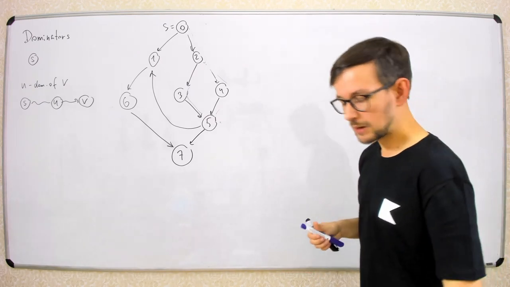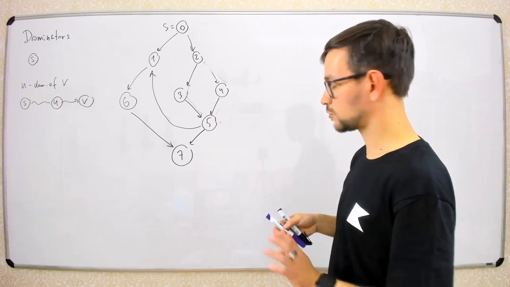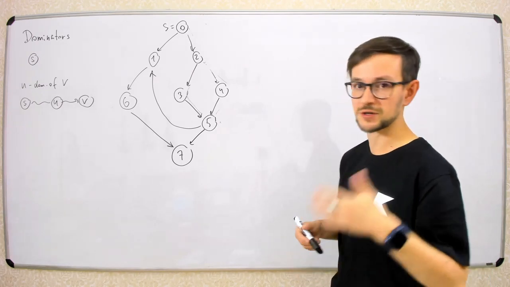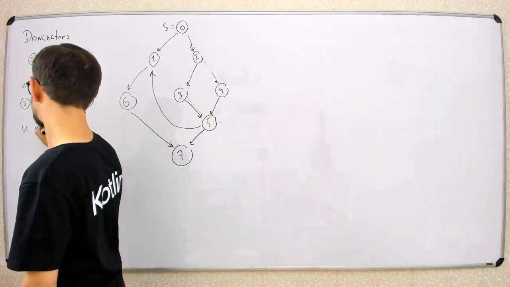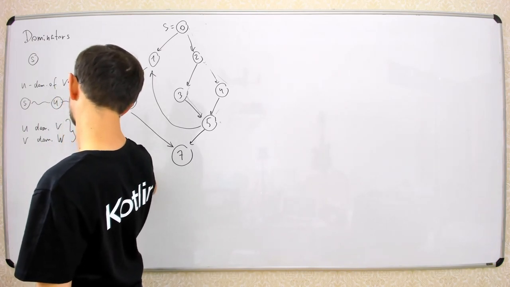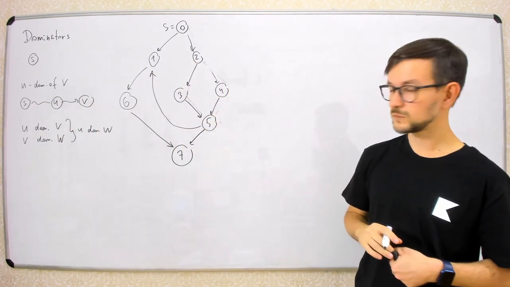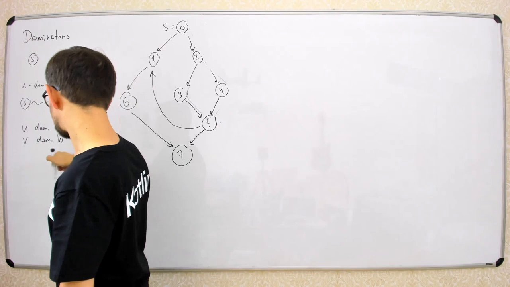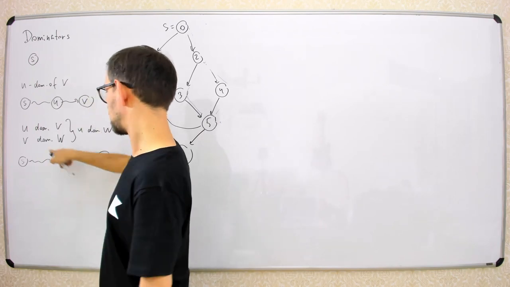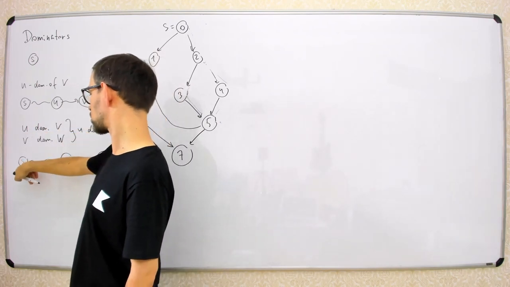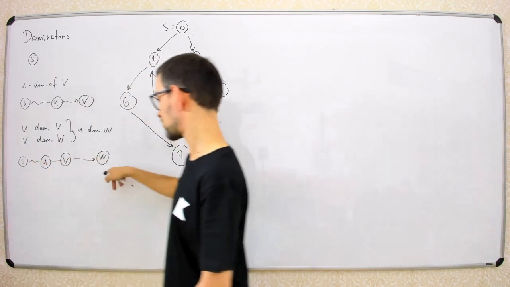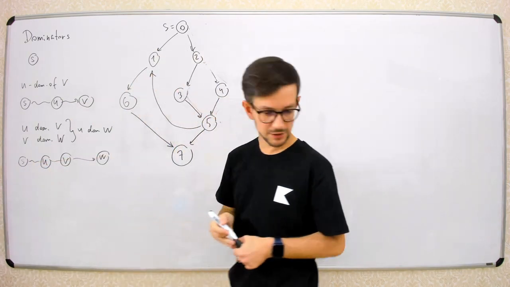Now let's try to find some useful properties of these dominators. First useful property is the transitivity. So if U dominates V and V dominates W, then U dominates W. Obviously, because if V dominates W, it means on every path from S to W, there is a node V. And U dominates V, then for each road from S to V, there must be a node U. So U must be on every path from S to W. So U dominates W. That's transitivity.